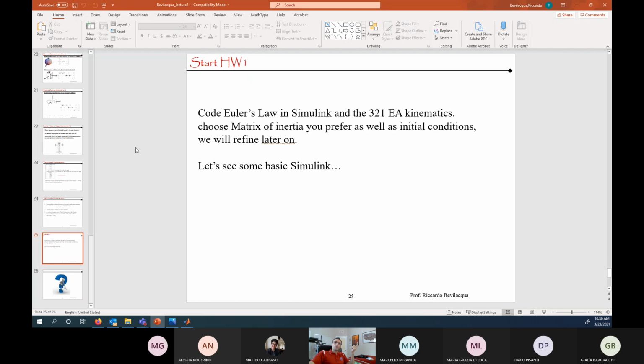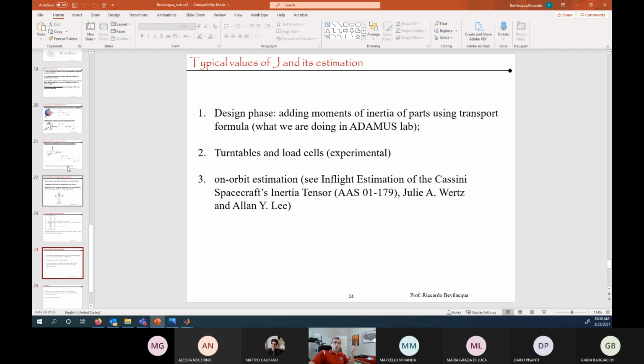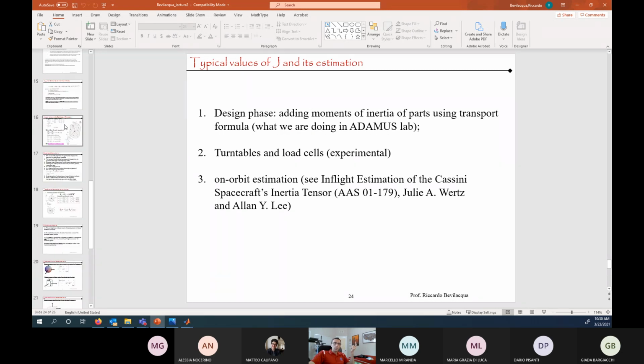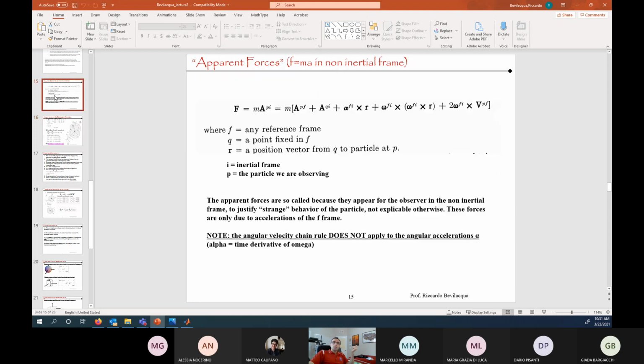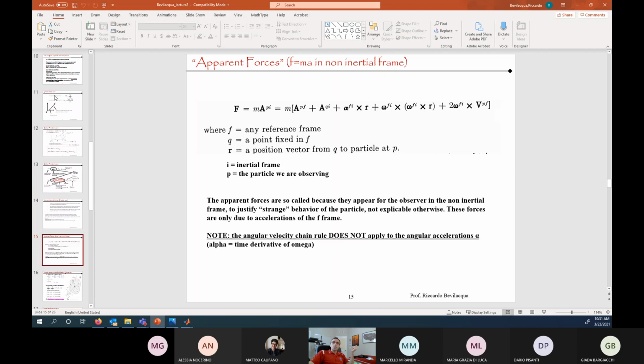So in other words, I would like for you to code what? These three equations right here, and generate a function that outputs the angular acceleration so that you can numerically integrate omega x, y, and z, given initial conditions for omega x, y, and z.